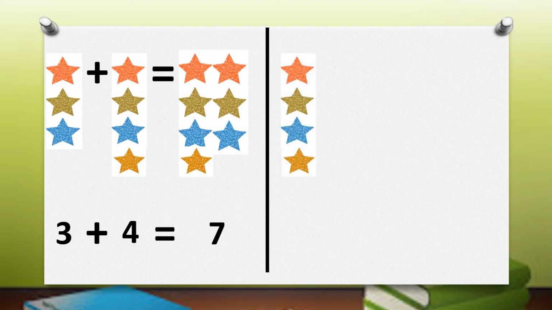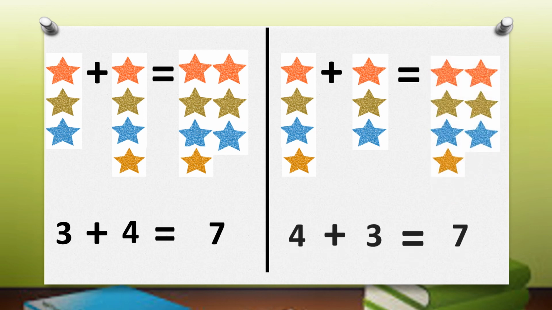Now in the other example, we have 1, 2, 3, 4, 4 stars plus 1, 2, 3 stars. So children, now let's find out how many stars are there in all. And for that, we need to add the stars. So let's add them. 4 stars plus 3 stars is equal to 1, 2, 3, 4, 5, 6, 7, 7 stars. So 4 plus 3 is equal to 7. So children, in both these cases, you will see that the sum is the same, which is number 7. The only difference is that the order of the number has changed.